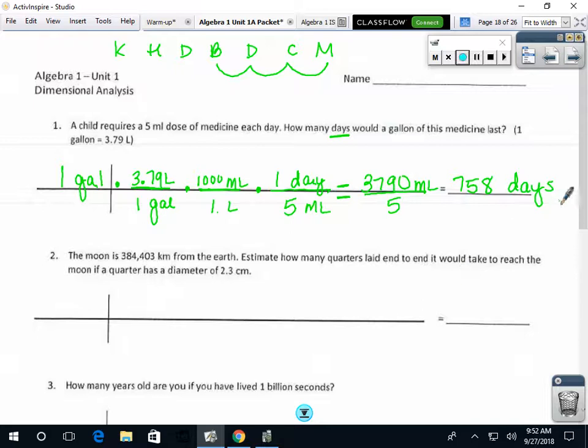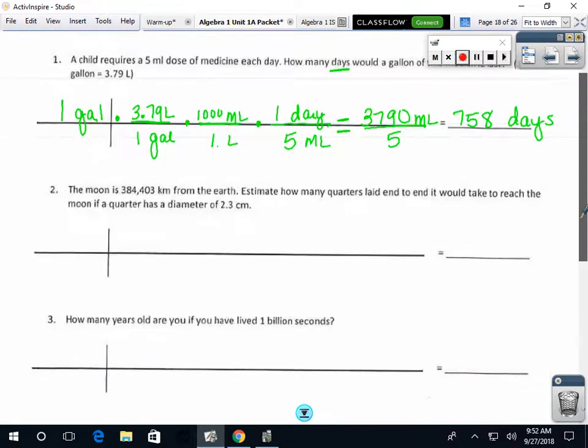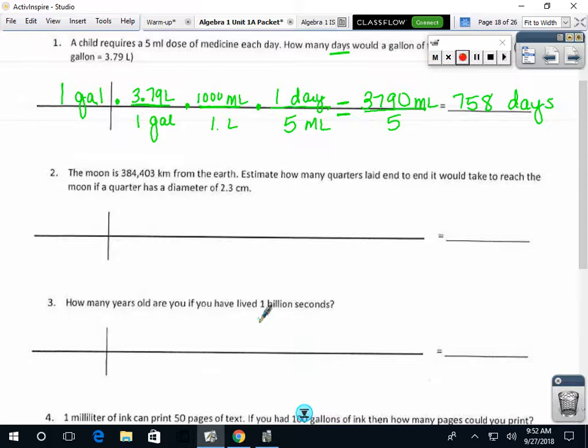All right, number 2. Is everybody ready? Everybody's finished copying number 1? Okay, number 2. The moon is 384,403 kilometers from the Earth. Estimate how many quarters laid end to end, like touching each other, it would take to reach the moon if a quarter has a diameter of 2.3 centimeters.